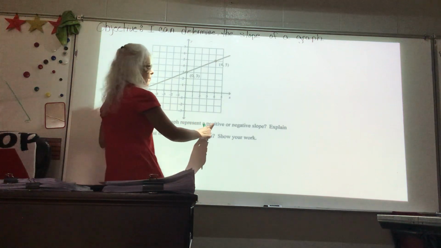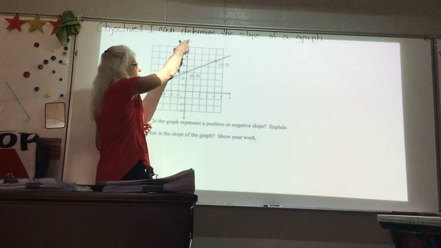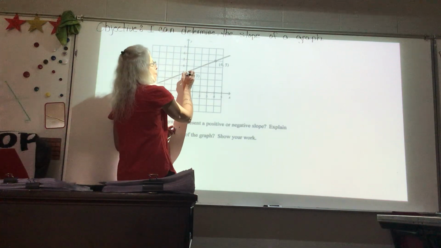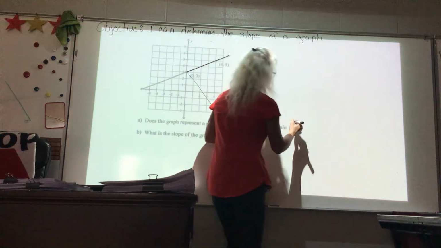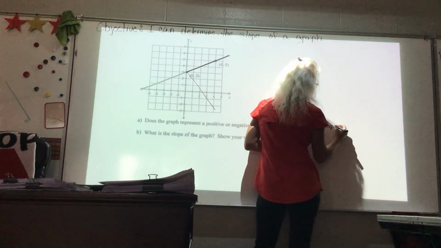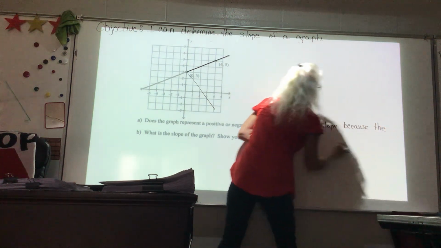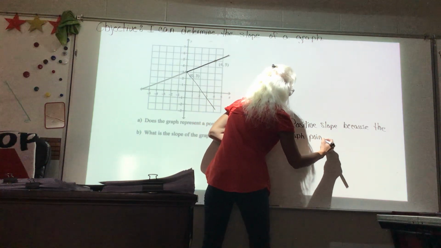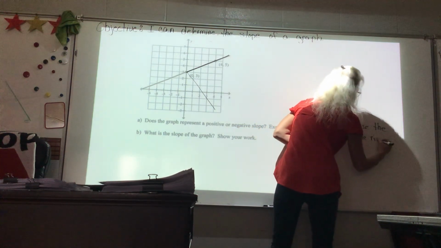Does the graph represent a positive or negative slope? So I'm going to go down the y-axis and find my starting point, which is 3, correct? Yes. From there, does the graph point up to the right or down to the right? Up. So this is a positive slope because the graph points up to the right.